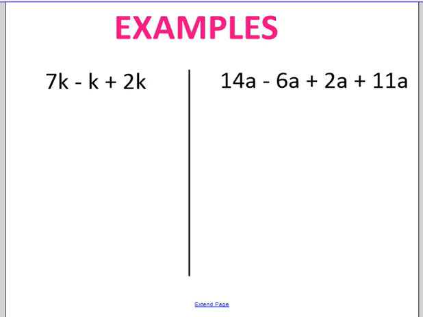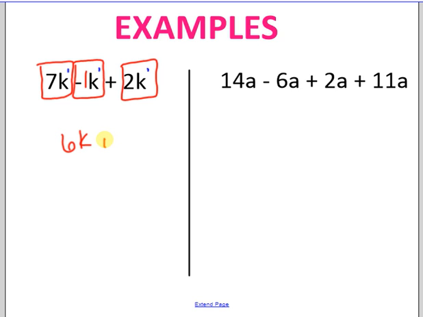They're going to get a little harder here, okay? So here I have 7k to the first power, minus k to the first power, and plus 2k to the first power. We have to be very, very careful about our signs here, okay? So I have 7k minus k plus 2k. Now, what's the invisible number that goes here? 1. So what's 7k minus 1k?